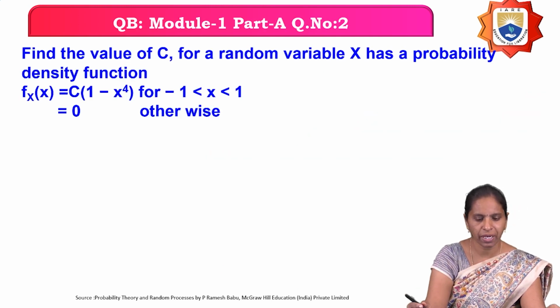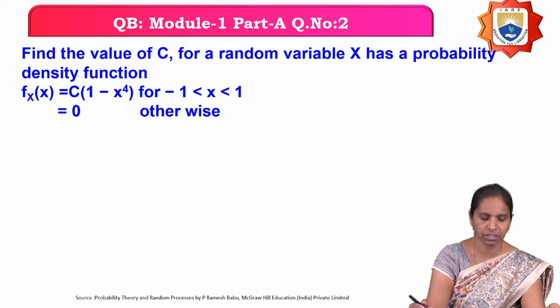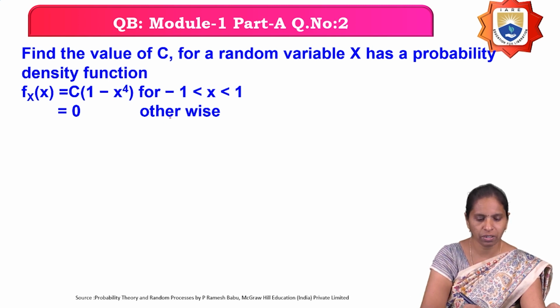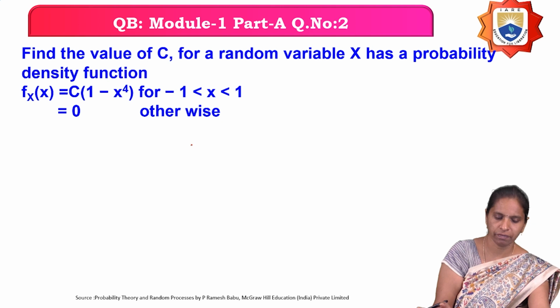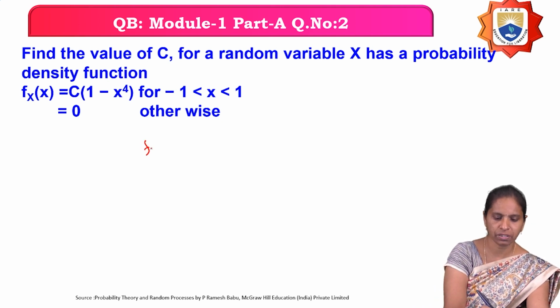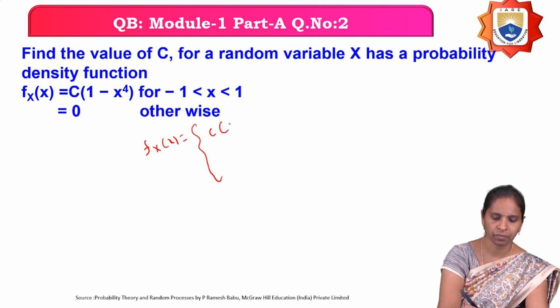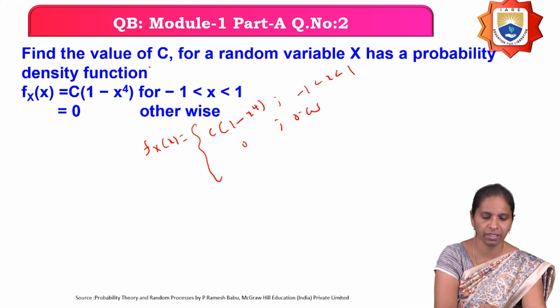Next problem. Find the value of c for a random variable x which has the probability density function fx of x equals c into 1 minus x power 4 for minus 1 less than x less than 1 and 0 otherwise. So what do you have to calculate? They have given the probability density function of the random variable x, which is nothing but c into 1 minus x power 4 for what values of x? When x is from minus 1 to 1 and 0 otherwise. You have to calculate the value of c.